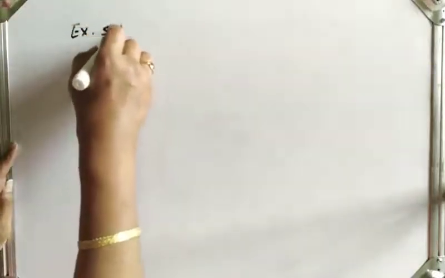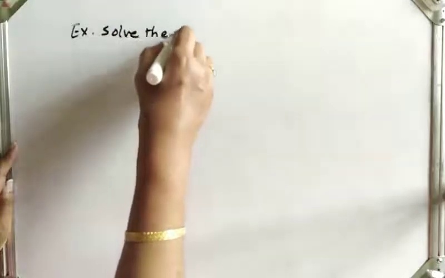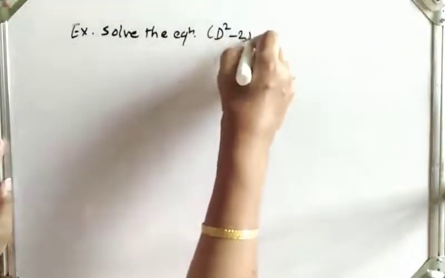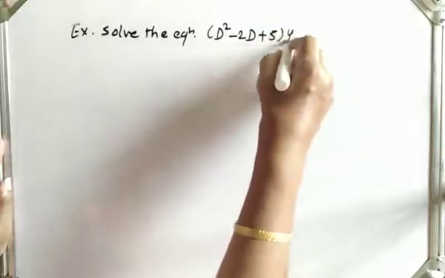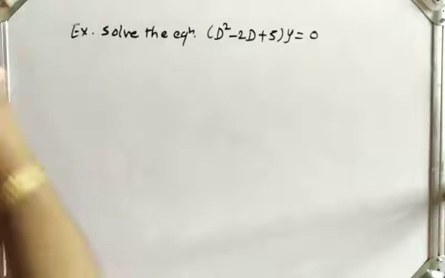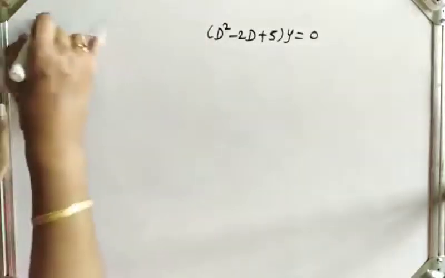Hello students, let's solve more examples of differential equation where the roots of auxiliary equation are complex roots. So next example is: solve the equation (D square minus 2D plus 5) y is equal to 0. So given equation is, in solution.